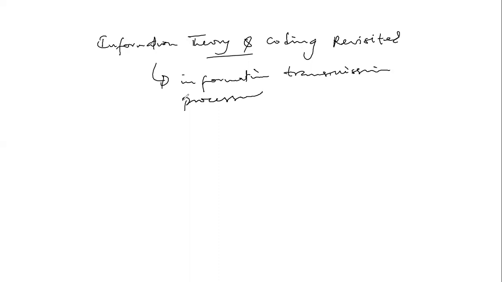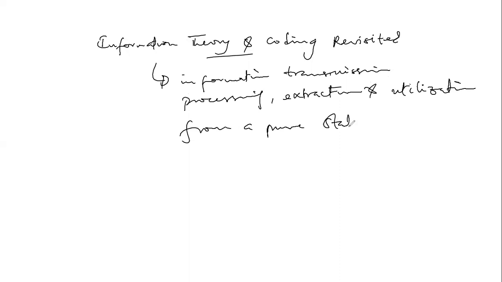processing, extraction, and utilization from a pure statistical perspective, okay? So if we say that information theory deals with the problem of information transmission, processing, extraction, and utilization from a pure statistical perspective, then it means that the variables that we need to put through the channel, for instance, the communication channel, has to be some random variables.